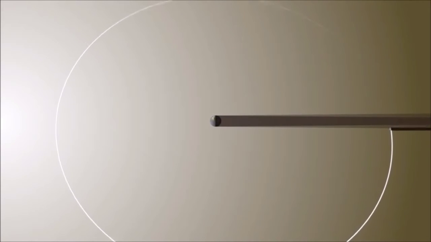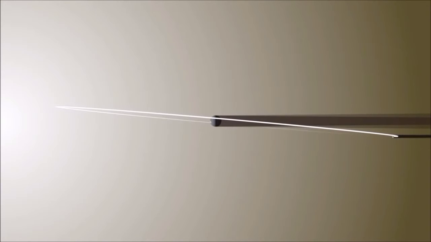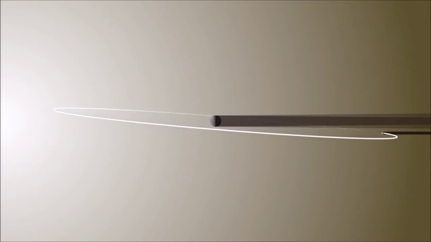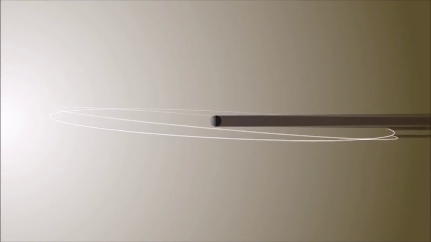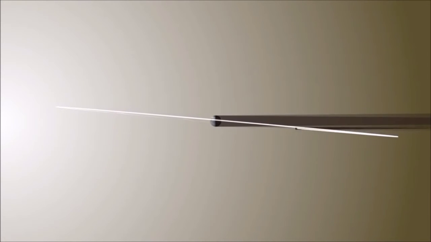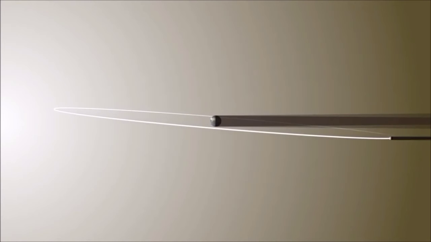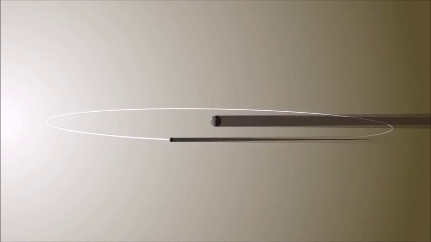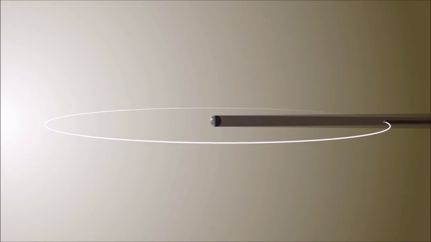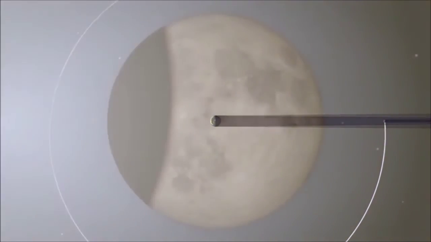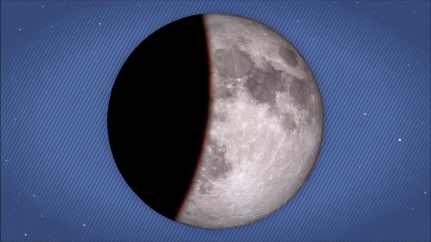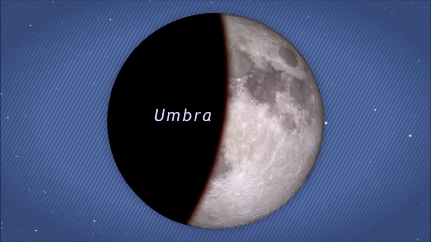You see, the moon's orbit around Earth is actually tipped about 5 degrees to Earth's orbit around the sun. This means that the moon spends most of the time either above or below the plane of Earth's orbit. And the plane of Earth's orbit around the sun is important because Earth's shadow lies exactly in the same plane. During full moon, our natural satellite usually passes above or below Earth's shadow and misses it entirely.